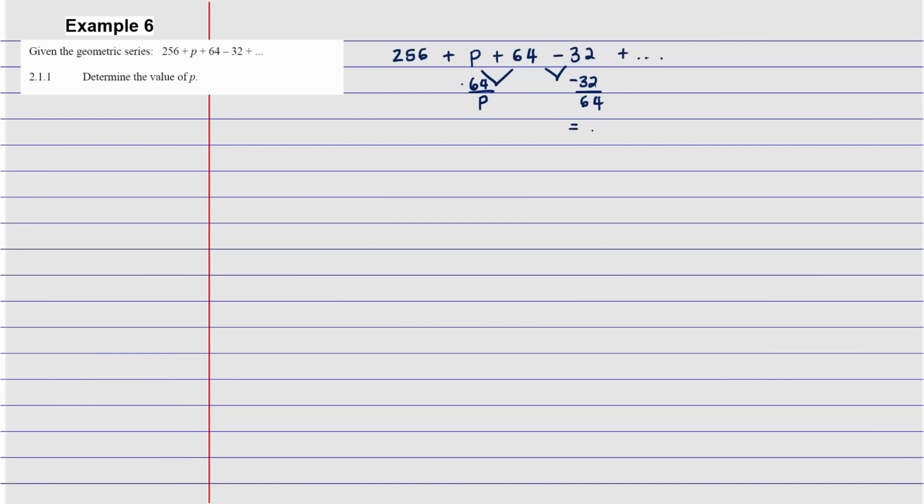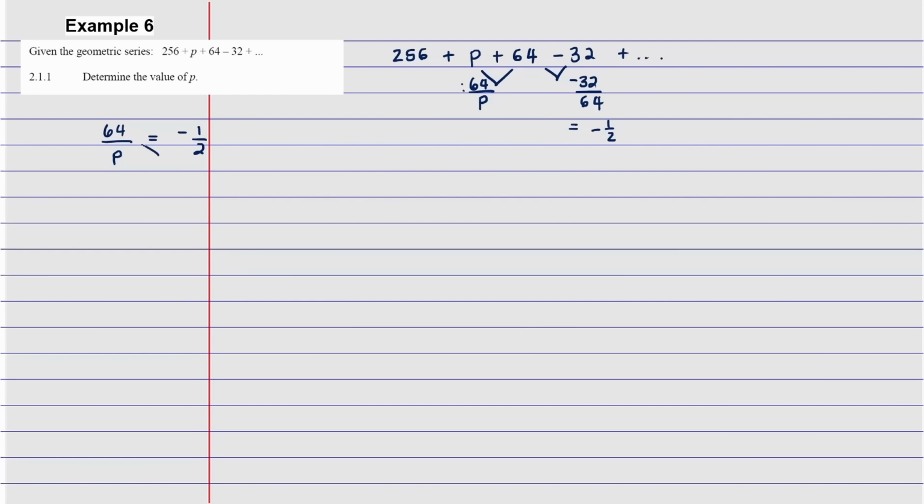So it's going to be negative 1 over 2, right? So what do we know? We know the fact that these two are equal to each other, right? So let's equate them so we can find P. So we know the fact that 64 divided by P is basically equal to negative 1 over 2, right?